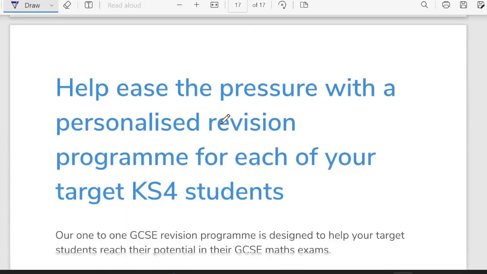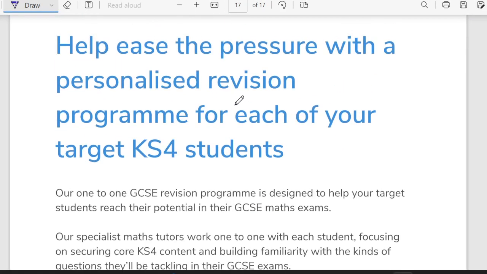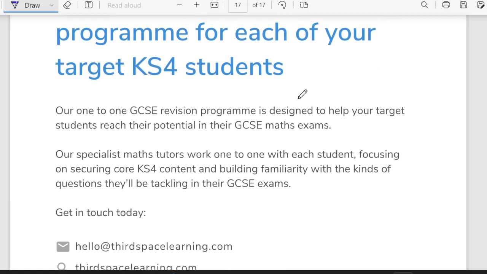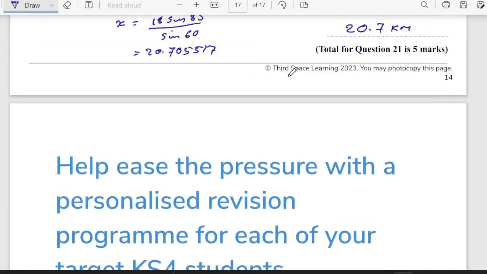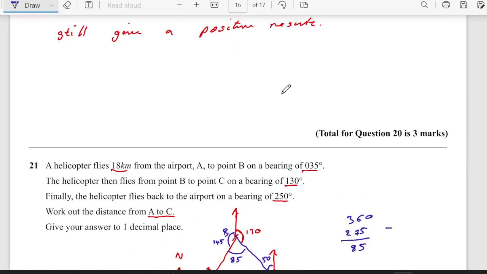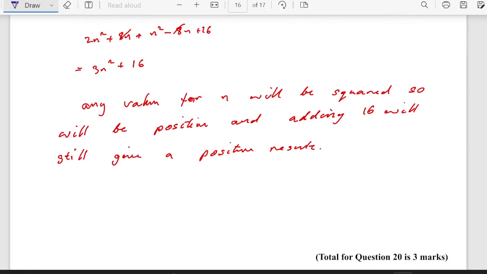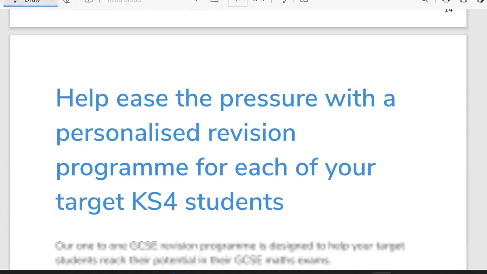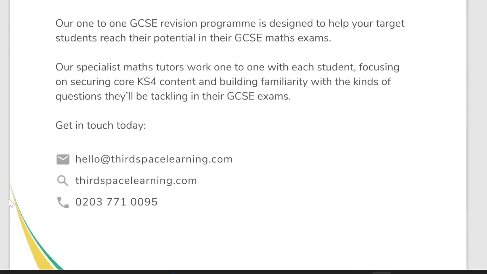Okay, and that brings us to the end of the paper. Really good paper, really enjoyed doing that. There are some really nice challenging questions on that. I hope you found that useful. Again, huge amount of credit to Third Space Learning. They've produced a really nice set of practice papers there.